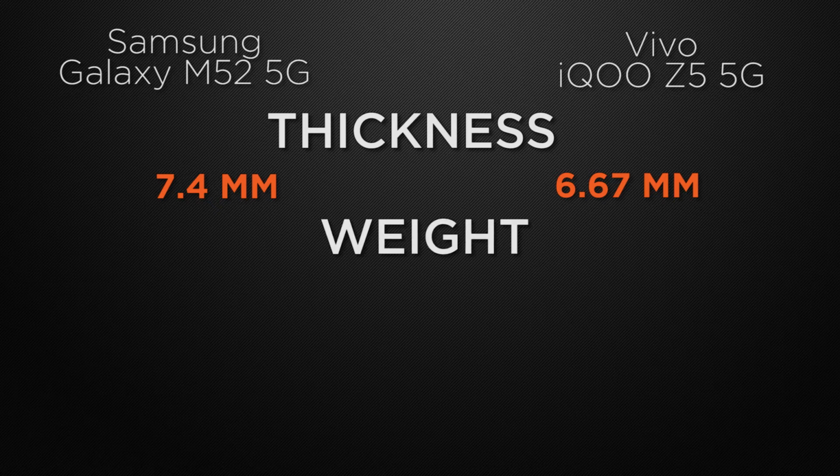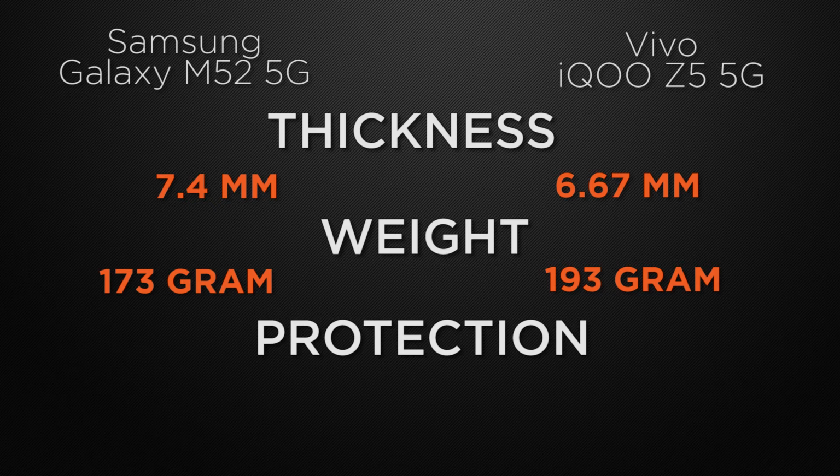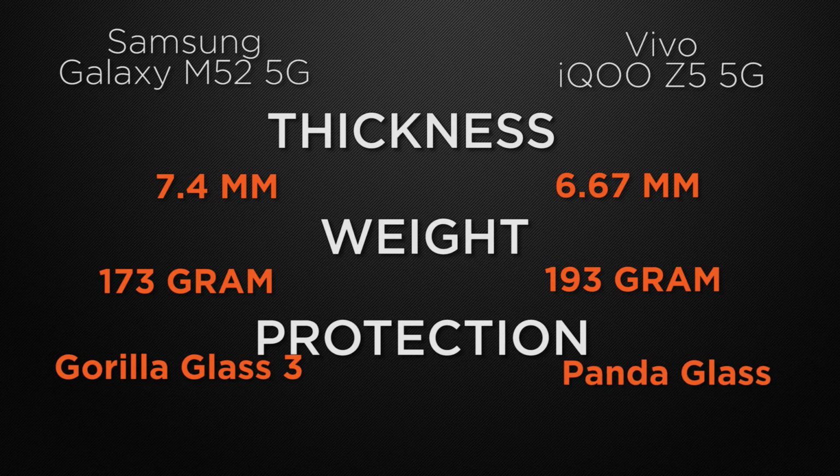Talking about the weight of the devices, M52 comes with 173 grams of weight, whereas Z5 has 193 grams of weight. So the winner here is Z5 because it has a lighter body weight. And about the protective glass of the devices, M52 has Gorilla Glass 3, whereas Z5 has Panda Glass. So it's a tie because both of the devices can give you the same amount of durability.